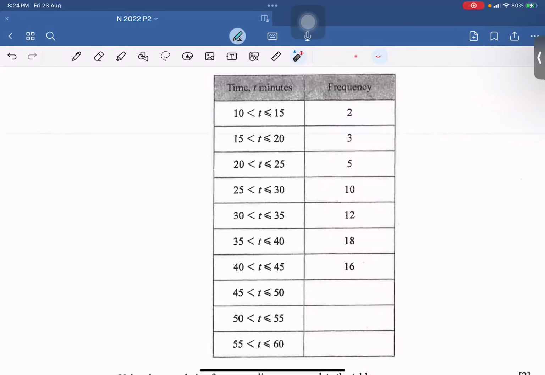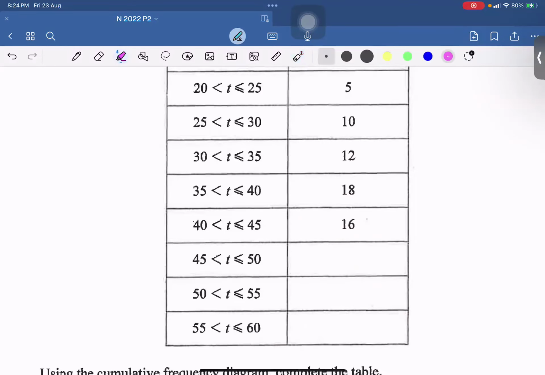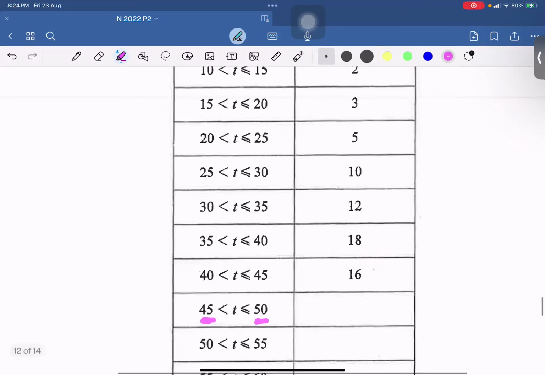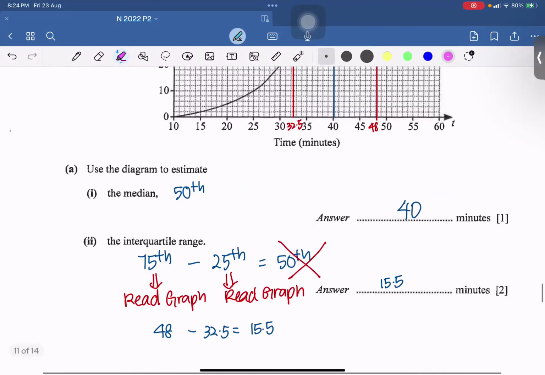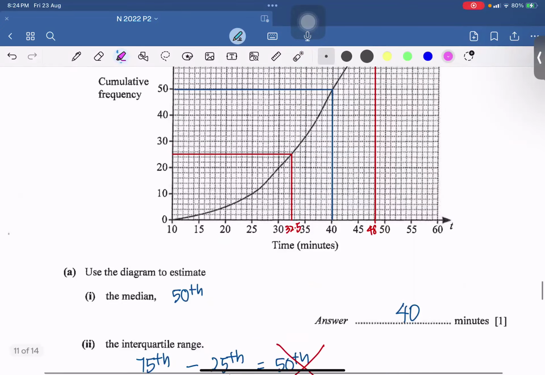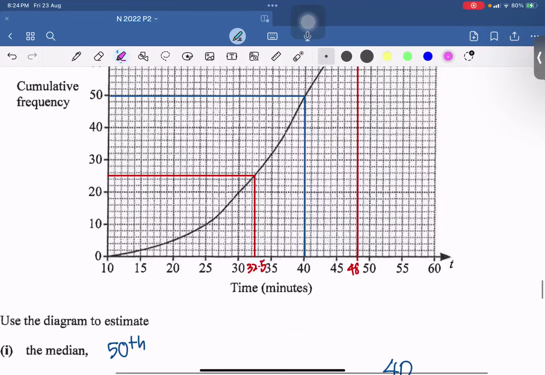Then next thing, what does an interval like that mean? This means I want the number of frequency between 45 to 50. Between 45 to 50. All right. And I need to check. So I need to draw between 45 to 50 minutes. In between 45 to 50 minutes, I need to draw two reading lines.